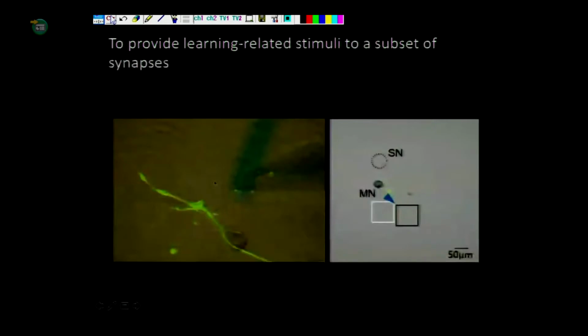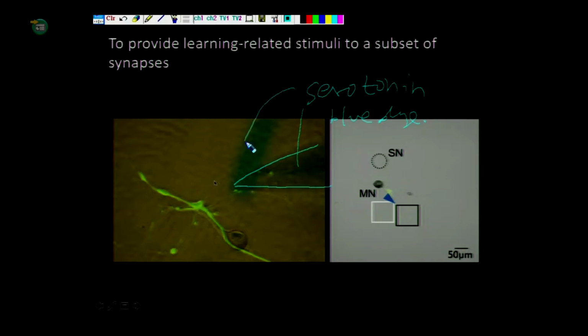Then we set up systems, okay? We set up a system that we have a sensory neuron right here, we have a motor neuron here, we have the synapses here. Then we put in a little pipette here that has serotonin in it, and also with a blue dye. We know that if we puff serotonin onto those synapses, we can induce the strengthening of the synapse. Just like to show you the strengthening goes up. We know that.